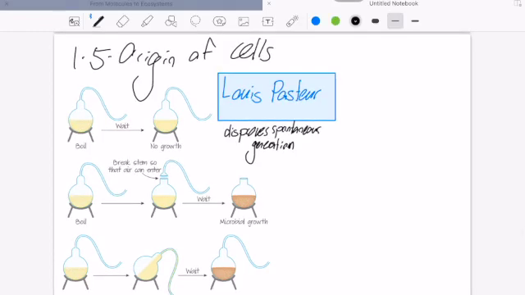Hello and welcome back to today's lesson. Today we'll be focusing on 1.5, which is the origin of cells. And to begin with, we're going to focus on Louis Pasteur and his experiment.